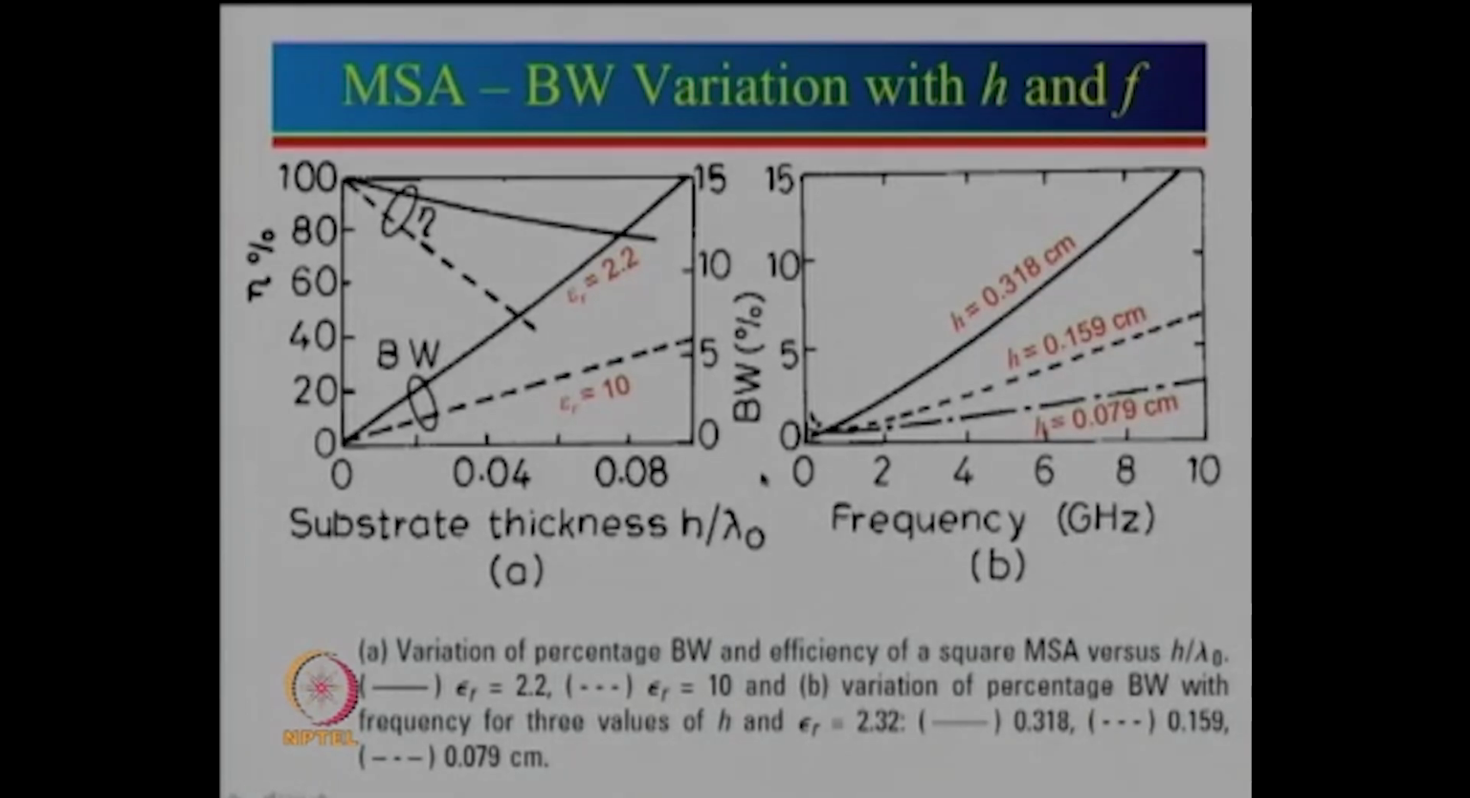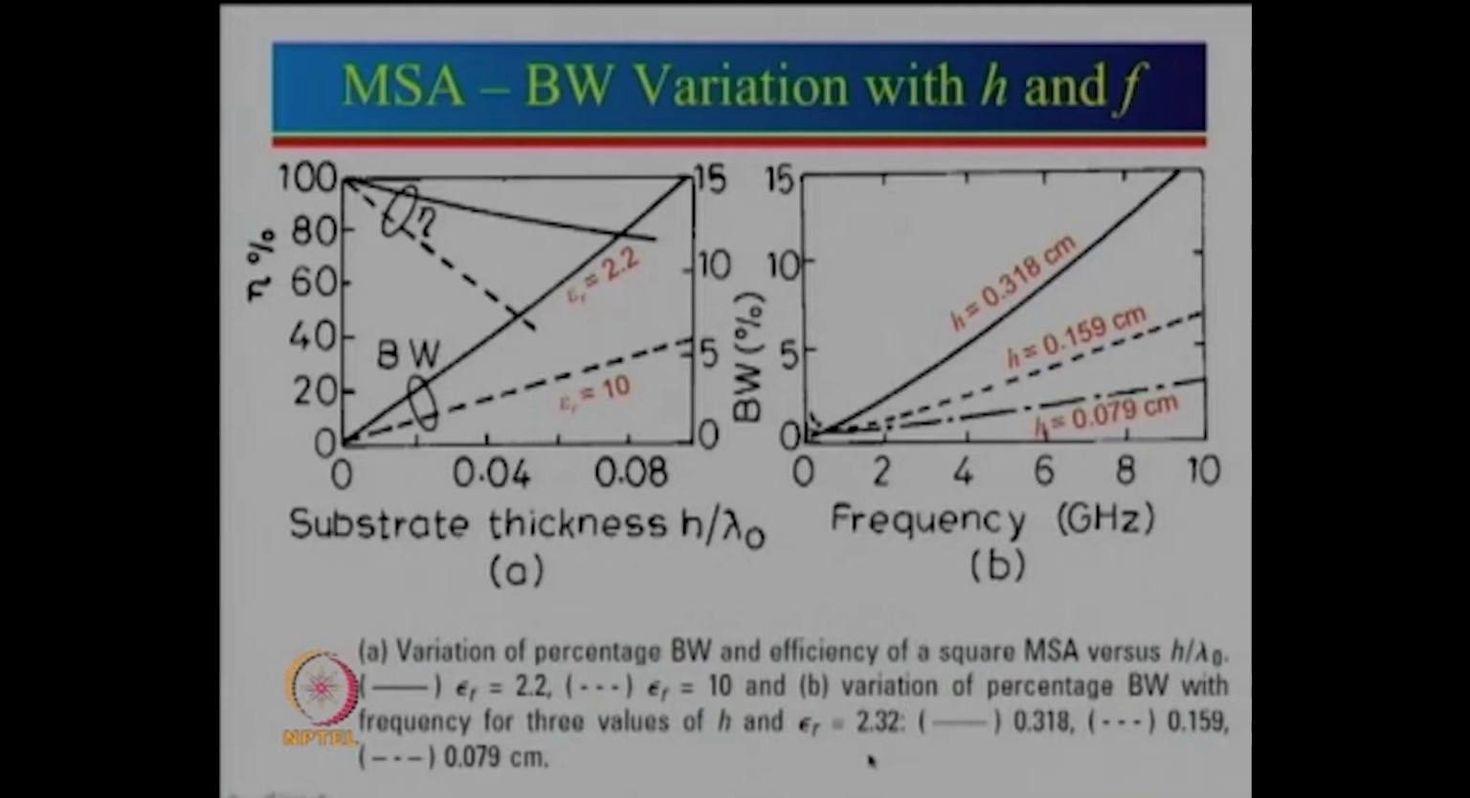But however, many times when you want to design an antenna, let us say at 3 gigahertz, what you normally do is use this curve here at 3 gigahertz, this is the point, and you draw the vertical line from here. If you draw the vertical line, let us say for 0.318, you look at here, that is about 4% bandwidth. Of course, this curve is for epsilon r equal to 2.32. So, please remember that.